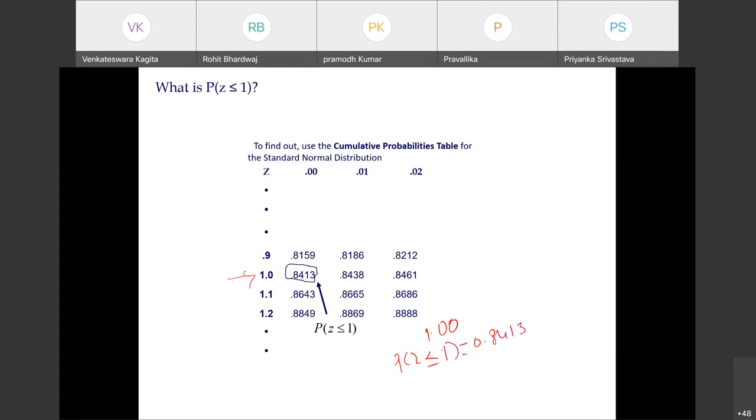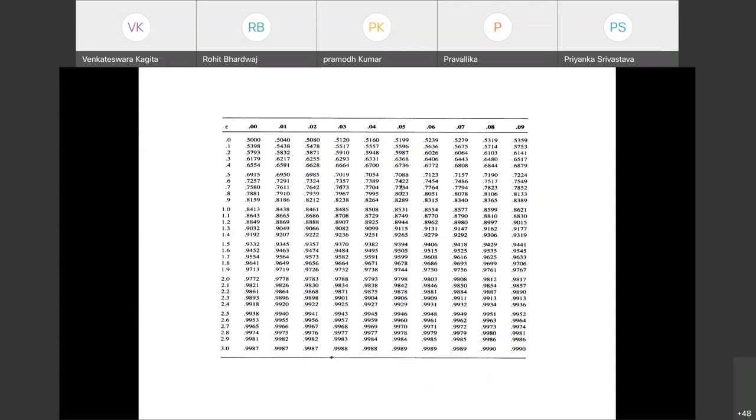Can anyone tell me from the table, what is the probability that Z is less than or equal to 1.1? Anyone quickly? 8643. Okay, 8643, yes. I've asked the wrong question. What is the probability that Z is less than or equal to 1.01? Yeah, you are correct. What is the probability that Z is less than or equal to 1.1? Yeah, 8438. Yes. This is how you can refer to this table, right?